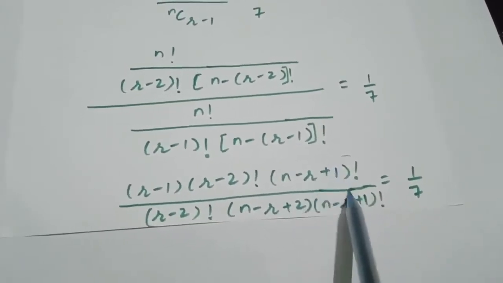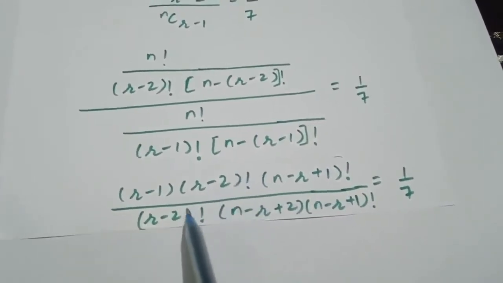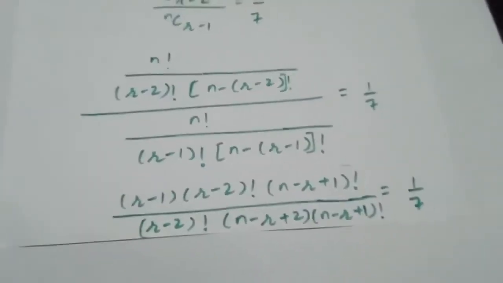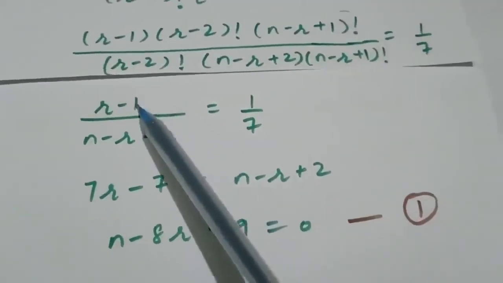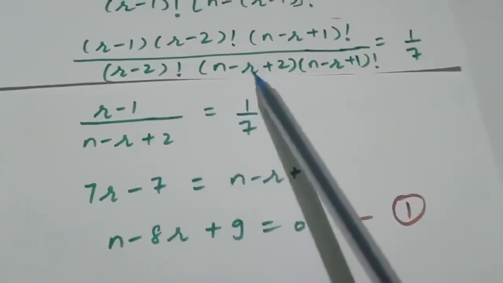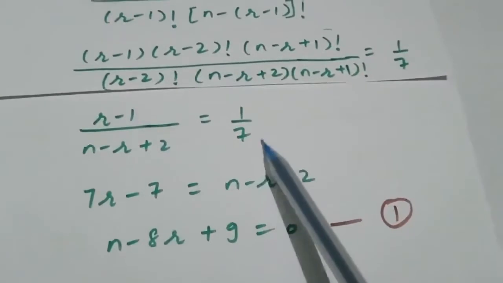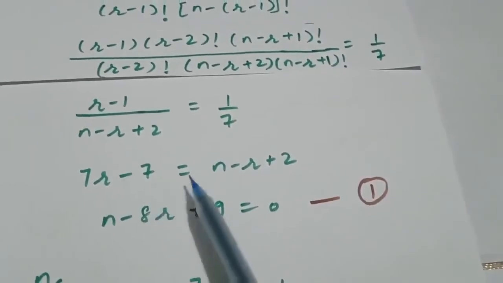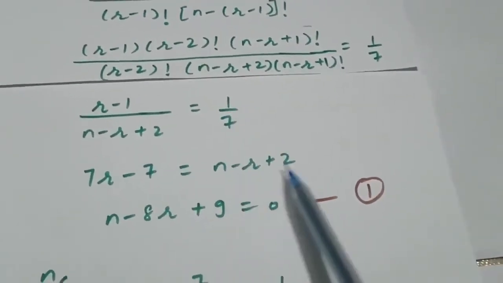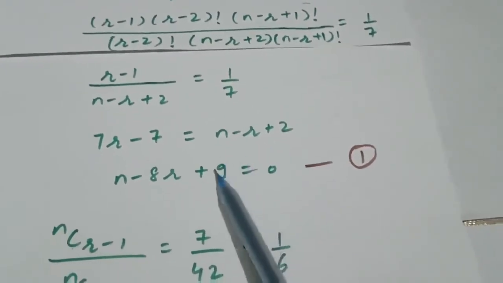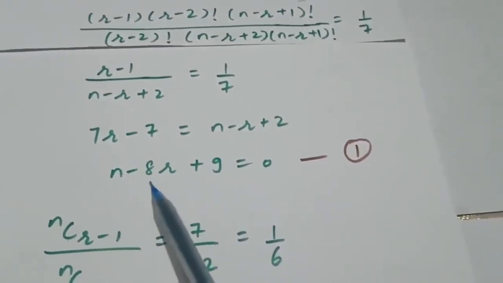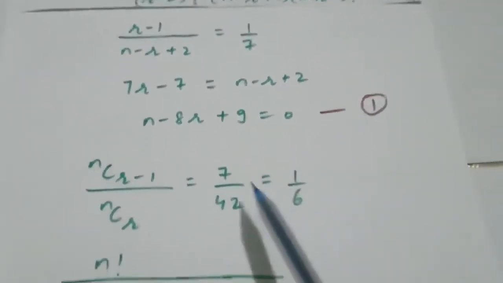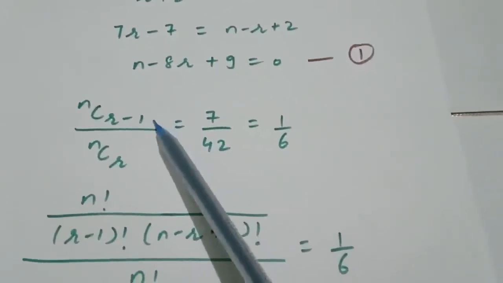Now cancel this term with this, and (r minus 2) factorial with this. And all this is equal to what? 1/7. After cancelling, you will get r minus 1 in the numerator and in the denominator n minus r plus 2, which is equal to 1/7, right? Cross multiplying, you will get 7r minus 7 equal to n minus r plus 2. So now when you solve this, you will get n minus 8r plus 9 equal to 0, and let this be 1. Now we will take the ratios of the other two terms.